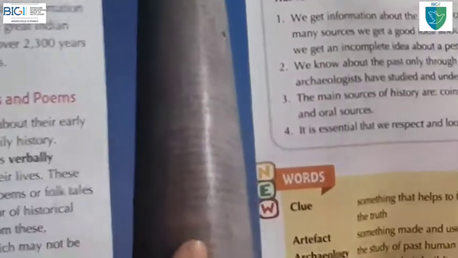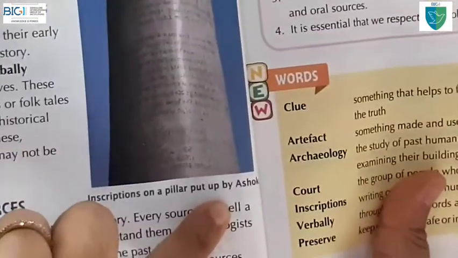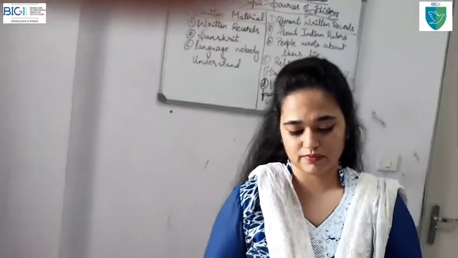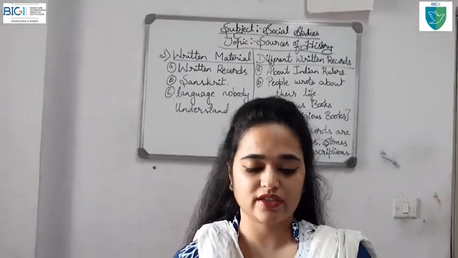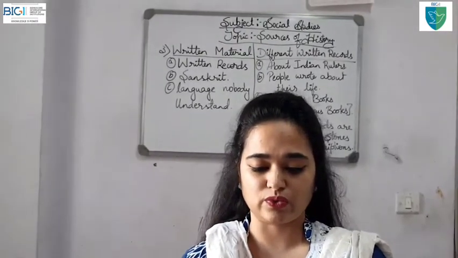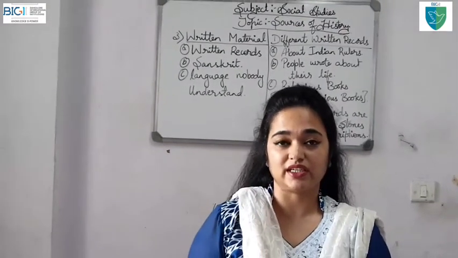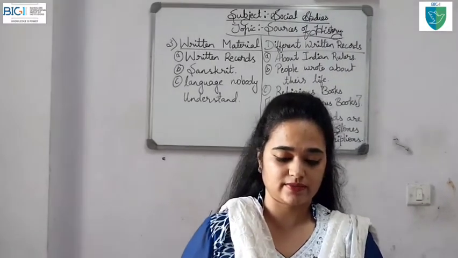If you can just check here, on this pillar, it's written something. I don't know which language this is. Inscription on a pillar put by Ashoka. So this was written during Ashoka's time. Okay. This is called inscription. They give historians information too. So whatever is written on this pillar, even that gives the information for historians.